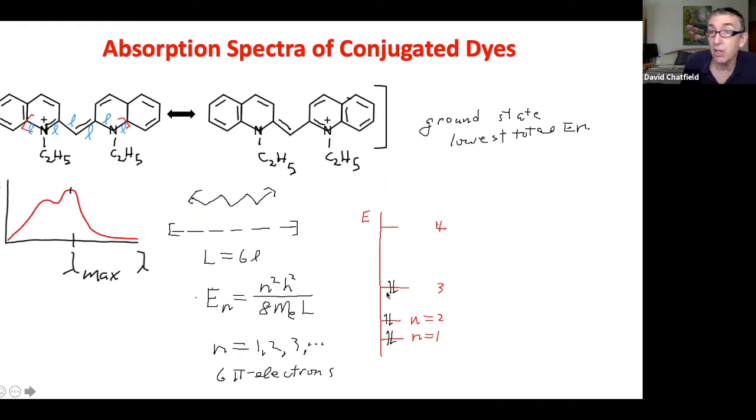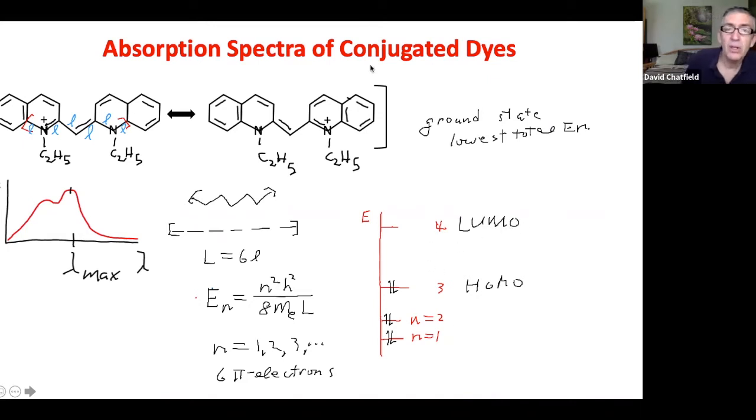We placed all of our 6 electrons. So this now, the n equals 3 level, is the highest occupied molecular orbital. That's the HOMO. And then the n equals 4 state is the lowest unoccupied molecular orbital, so it's the LUMO.